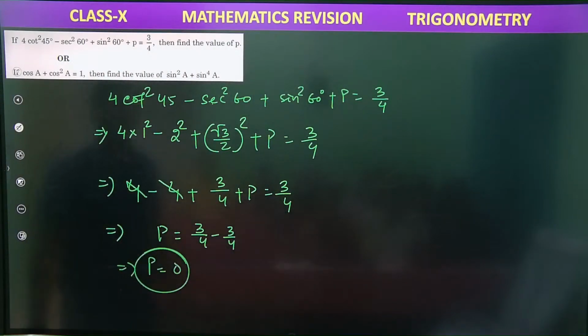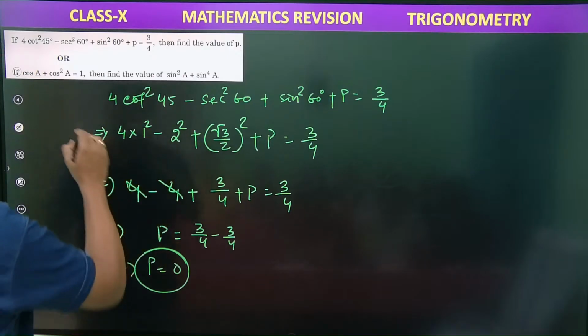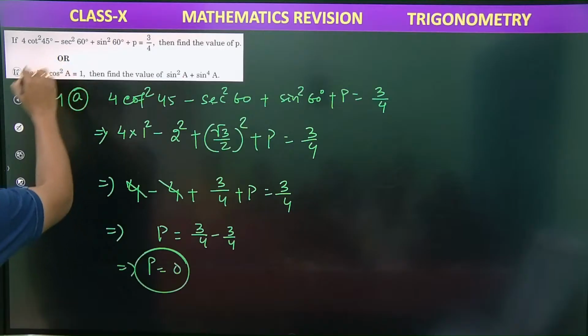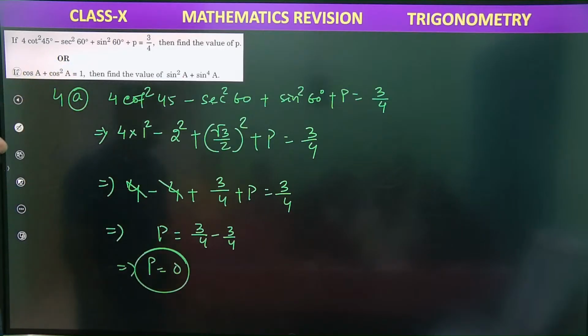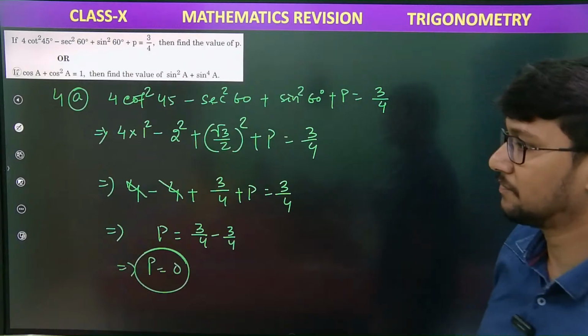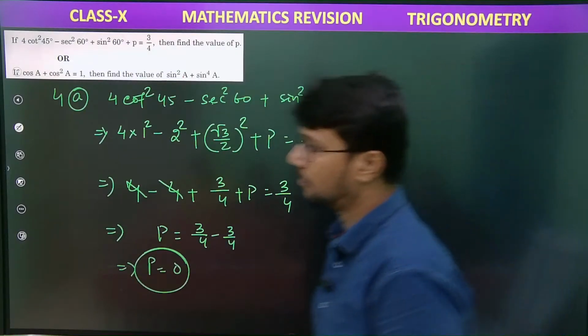Clear, everyone? I think the second one. This is A, write it. Which question number is this? Question number 4A, right? This is question number 4B. Solve 4B. Okay? Solve B1.